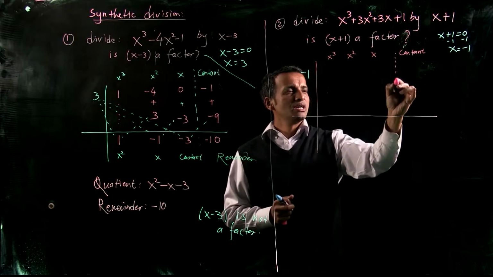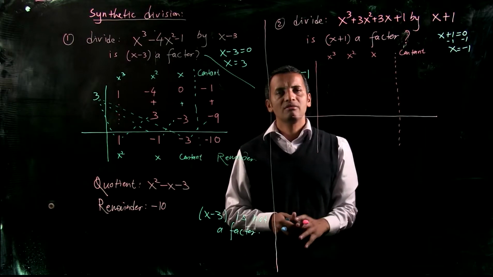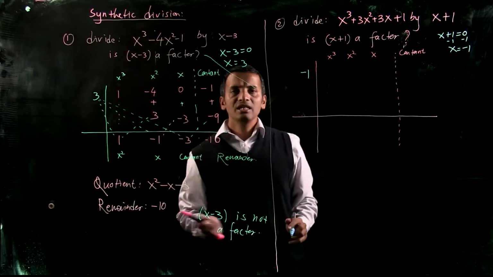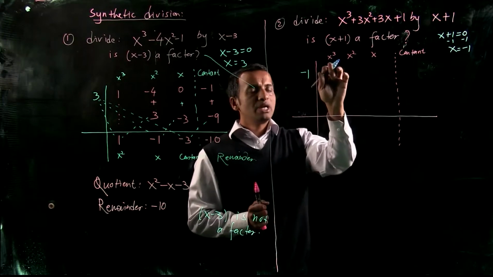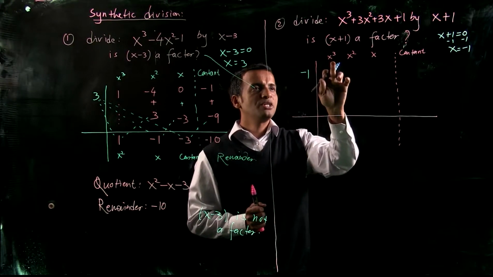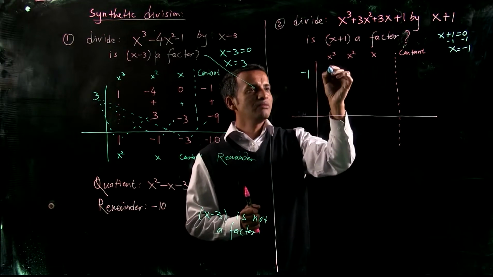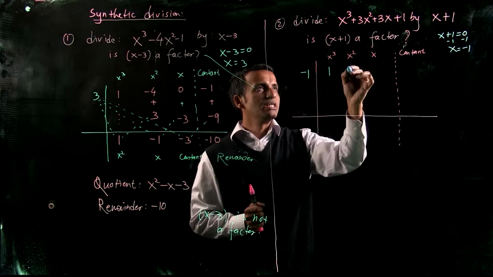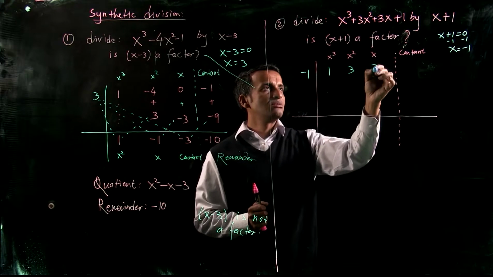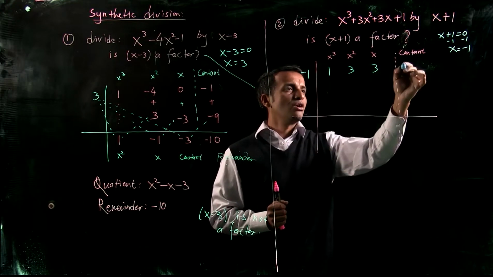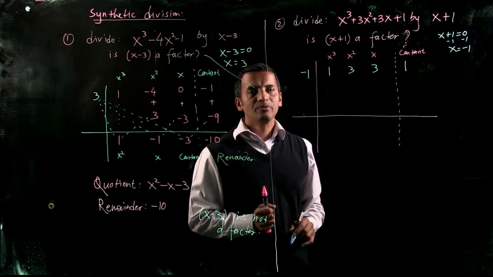Before the constant, you can write a dotted vertical line. Exactly the same method. What is the coefficient of x cubed? 1. The coefficient of x squared is 3. The coefficient of x is 3 again. And the constant is +1.